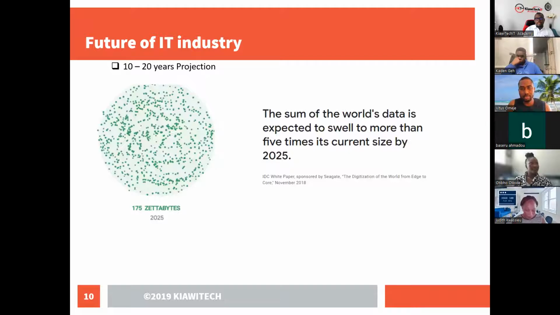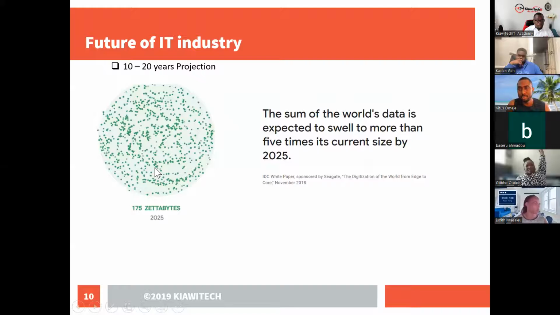Right now, the sum of the world's data is expected to swell more than 5 times its current size by 2025. By 2025, the world's data is expected to reach 175 zettabytes. That is huge, right? That's a huge amount of data. Now, when this data grows, what happens?